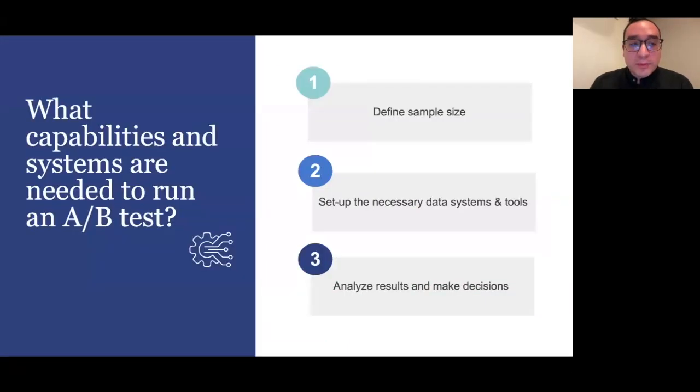So very quickly, I'm going to talk about capabilities because I'm running out of time. These are the core 3 steps that we see in developing capabilities to run an A/B test.